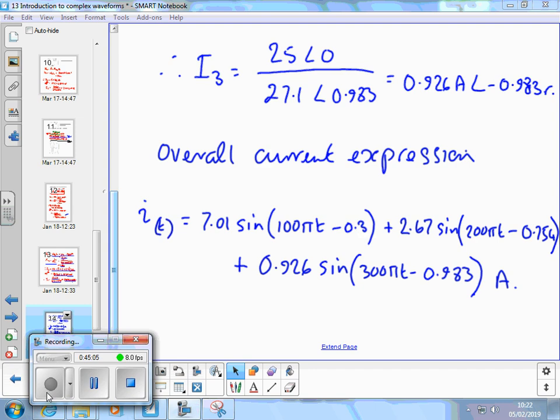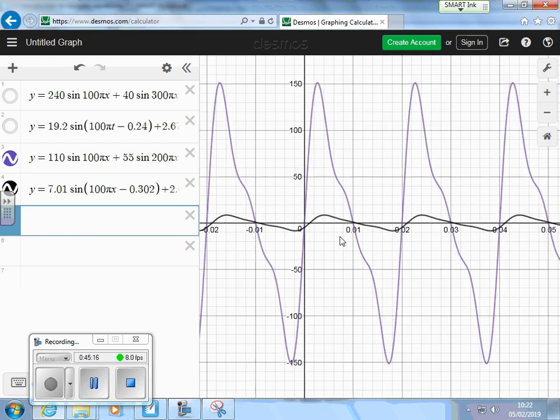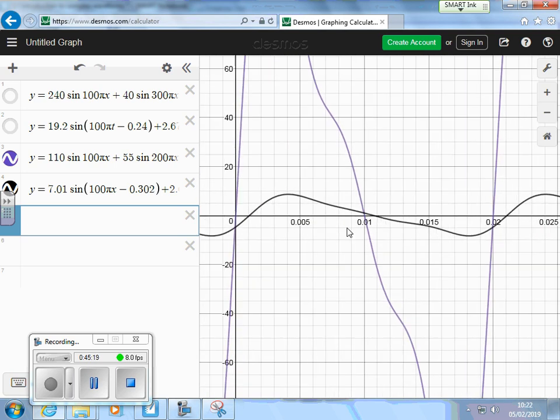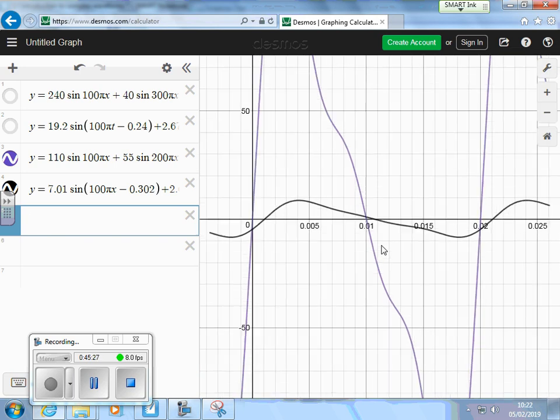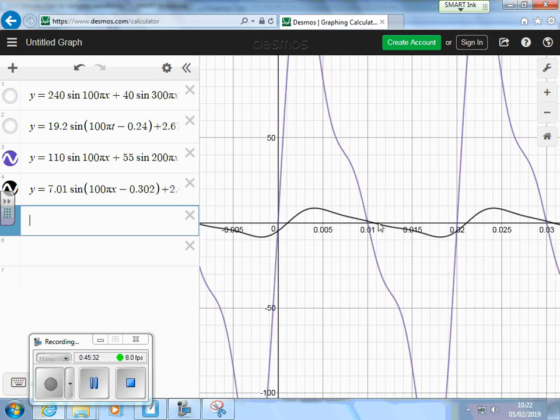Alright, and again, if we graph that, you get something like that. The purple one is the voltage, and the black one is the current. And if we zoom in on that, we can see there's a phase shift between the voltage and current. Alright. And the overall current peaks or crosses this line after the voltage, so it's lagging, which we'd expect for a circuit that's inductive. Yeah.